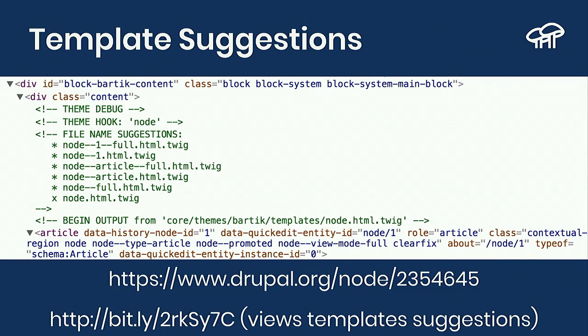So if you want to modify only one content type, how one content type is presented, you can use node, dash dash, and then the machine name of the content type, in this case, article. And then the modifications to the template will apply only to articles, and basic pages and any other content type will remain unchanged. You can also apply file name suggestion for view modes.